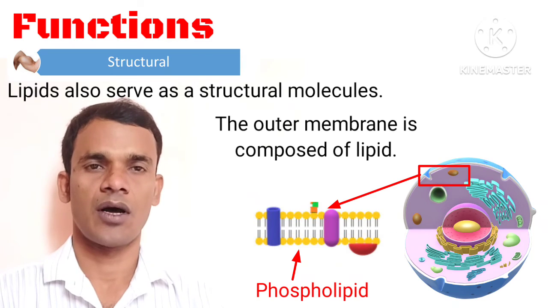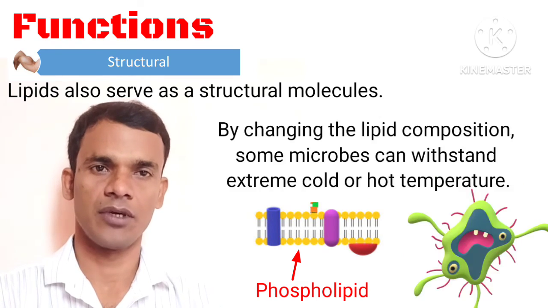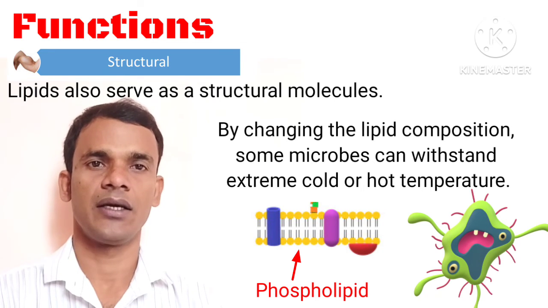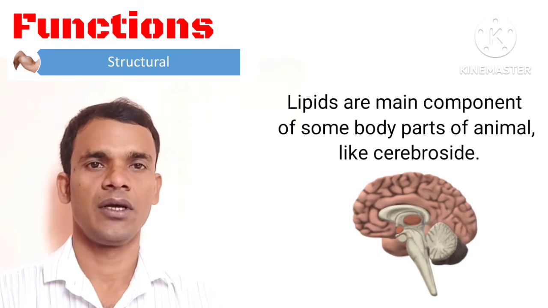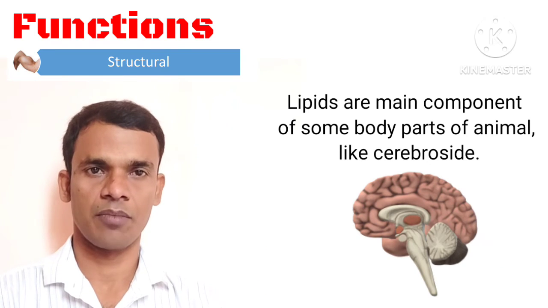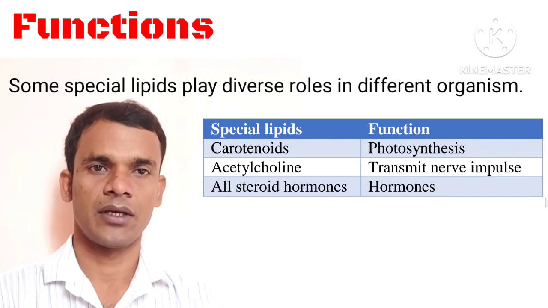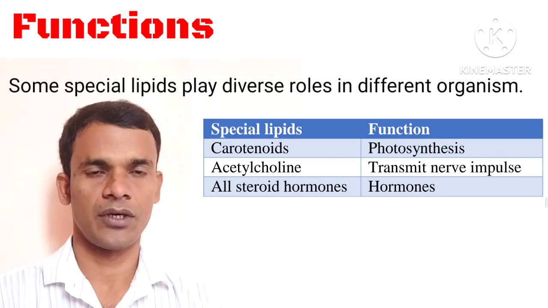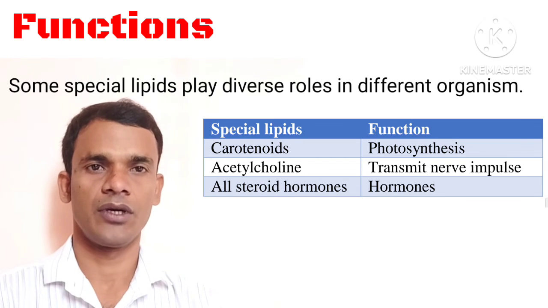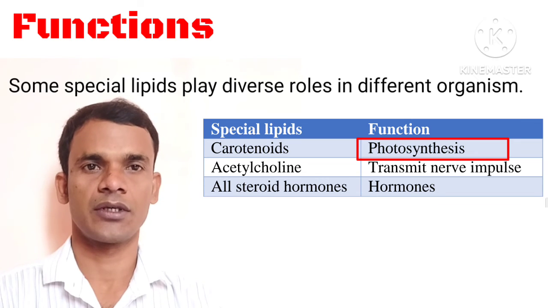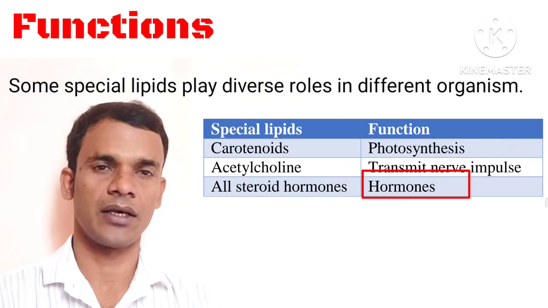Lipids also serve as structural molecules. The outer barrier of an animal cell, that is called the plasma membrane, is composed of lipid. By changing the lipid composition, some microbes can withstand extreme cold or hot temperature. Lipids are the main components of some body parts of animals like cerebroside. Apart from these, some special lipids are there that have diverse roles in different organisms. You can see this table. From photosynthesis to signaling molecules, fats are there.